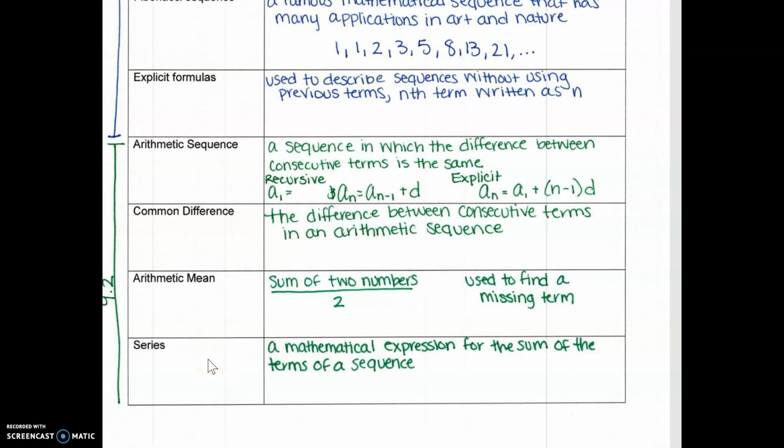And then there's also the arithmetic mean. So say you have a sequence and you're missing a term, you can go ahead and take the two numbers on either side, to the left or the right of the missing term, add those together and divide by 2. Okay, so you'll use this to find a missing term. And sometimes you'll be able to see it without doing this, but it's just good practice to know that this is how you would find it.